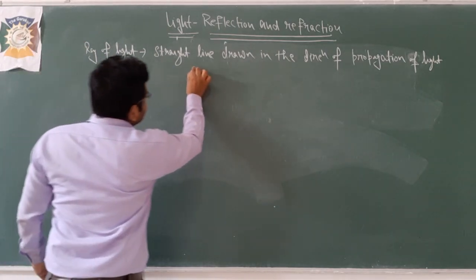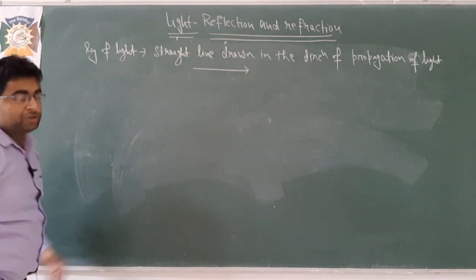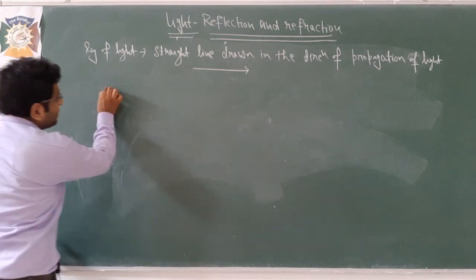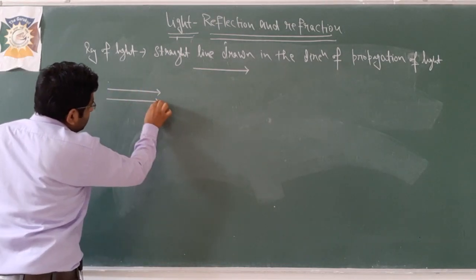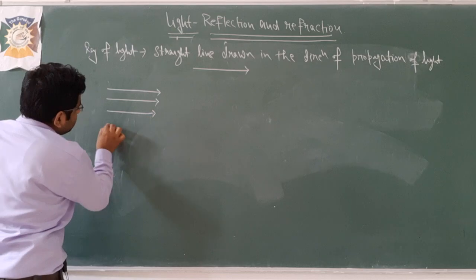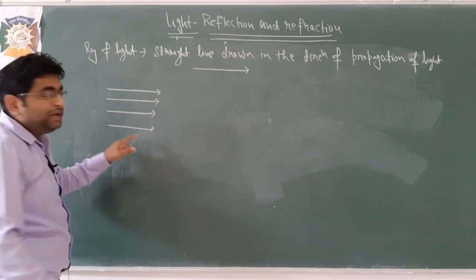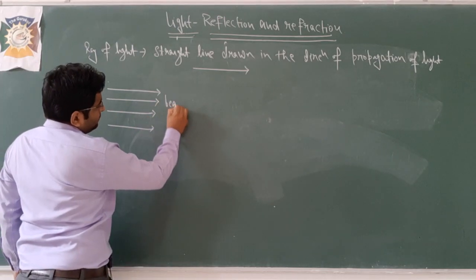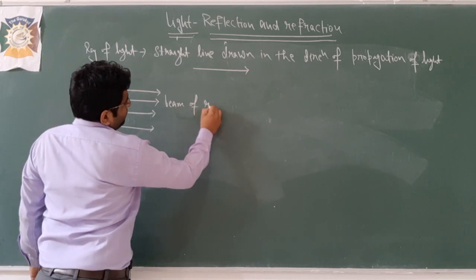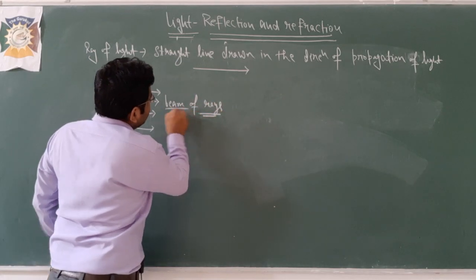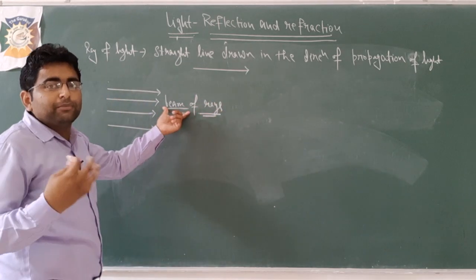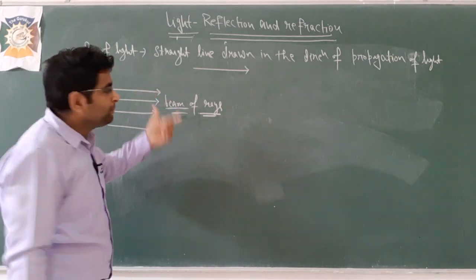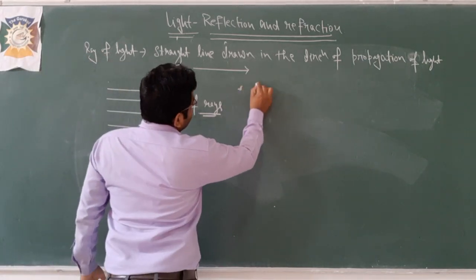I represent a ray of light in this way. Beta, collection of rays of light, this one, is known as a beam of rays. So beta, beam means a collection of a large number of rays of light. Clear? Okay, beta.